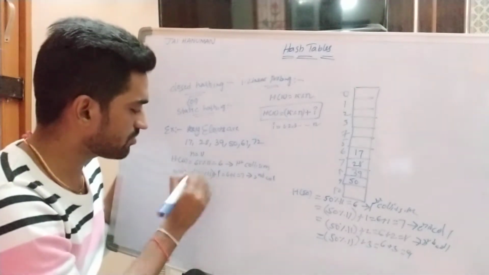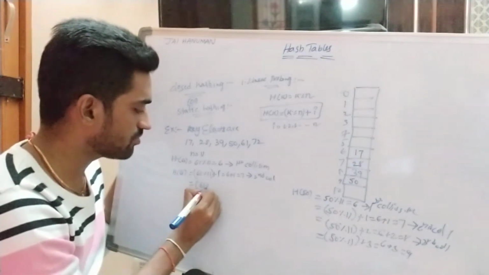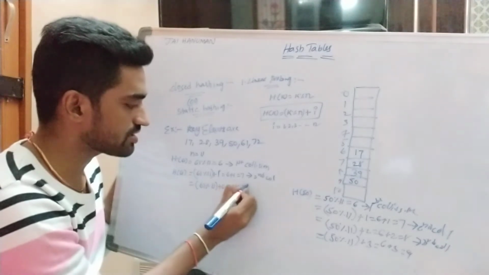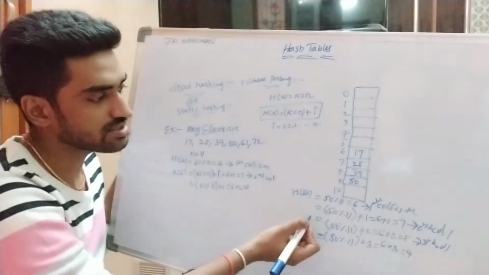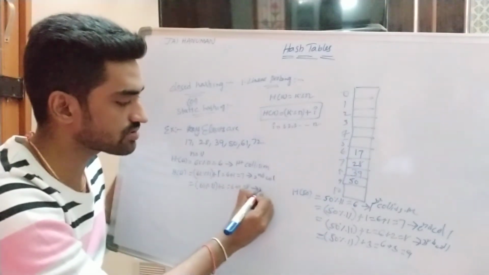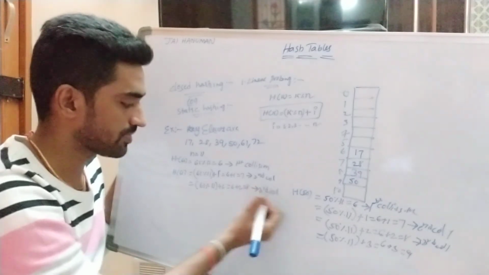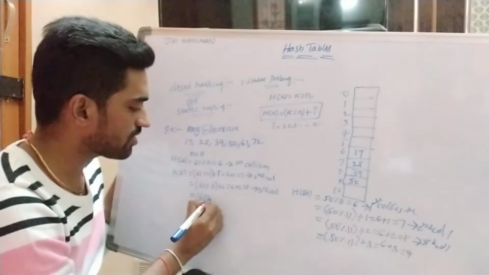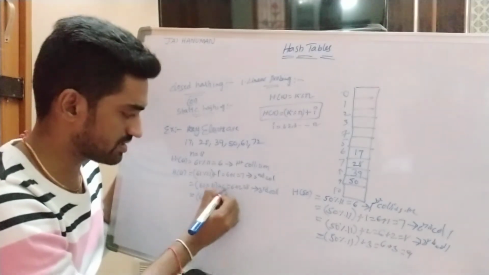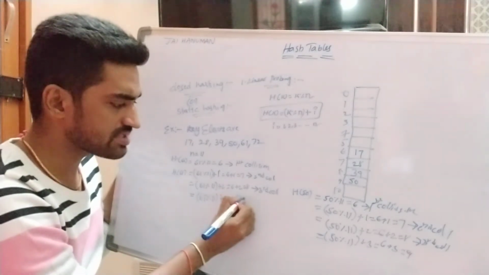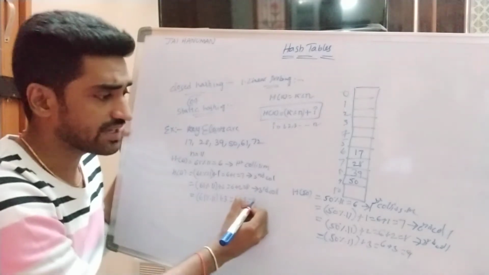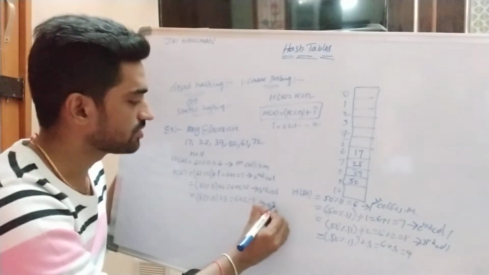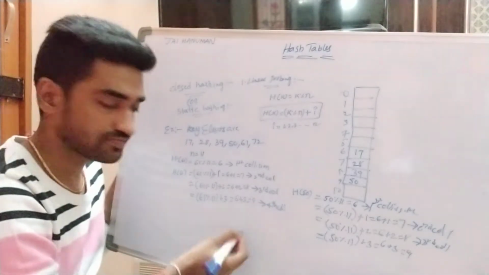Right? Again we are applying linear probing. 61 modulo division of 11 plus 2. 6 plus 2, which is equivalent to 8. So 8th position is already occupied by 39. So that's why third collision is occurred. Right? So then again we are applying linear probing. 61 modulo division of 11 plus what is the next I value? 3. 6 plus 3, 9. So 9th position is already occupied by 50. Fourth collision is occurred for 61.